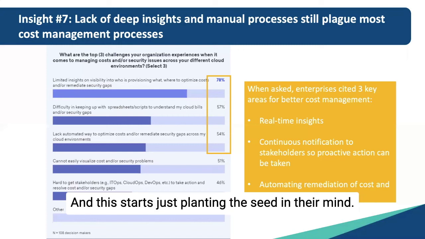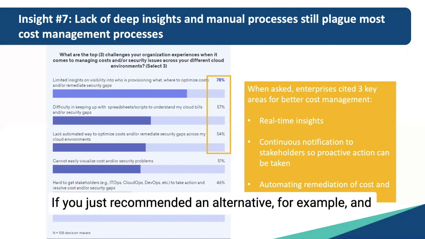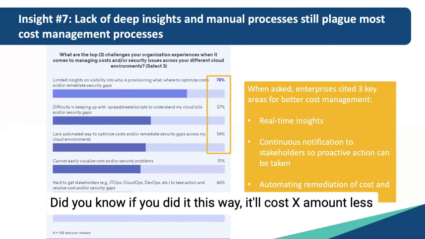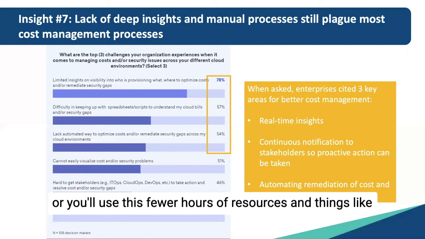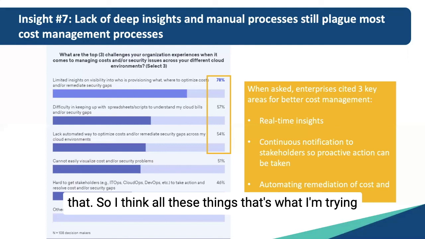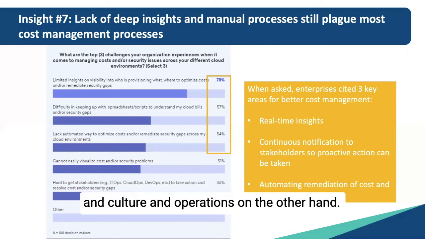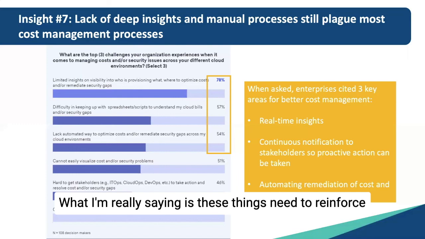And this starts planting the seed in their mind. If you just recommended an alternative, for example, and said, hey, I see you're doing this. Did you know if you did it this way, it'll cost X amount less, or you'll use fewer hours or resources and things like that. So I think all these things, and that's what I'm trying to say, it's not technology on the one hand and behavior, culture and operations on the other hand. What I'm really saying is these things need to reinforce each other.